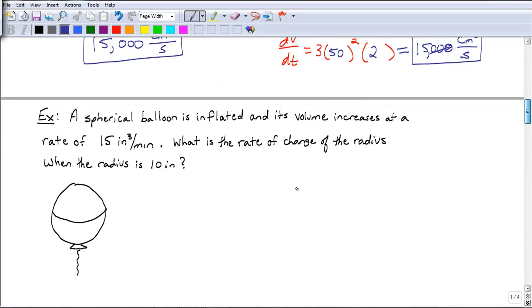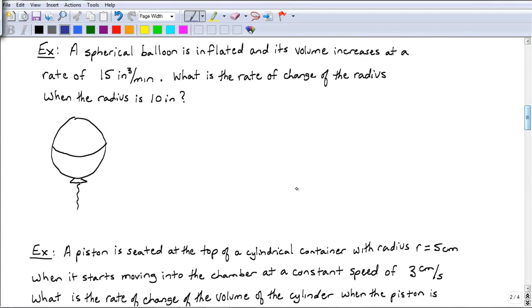And here's another similar one. It talks about a spherical balloon. It's inflated and its volume increases at a rate of 15 inches cubed per minute. What is the rate of change of the radius when the radius is 10 inches? This one says the word rate. How nice of them. And you can also tell by the units, inches cubed per minute. And so it's talking about the volume and the radius. And it's a sphere. So we need an equation that relates the volume and the radius of a sphere. And that one you may not know by heart, but it's 4/3 pi r cubed.